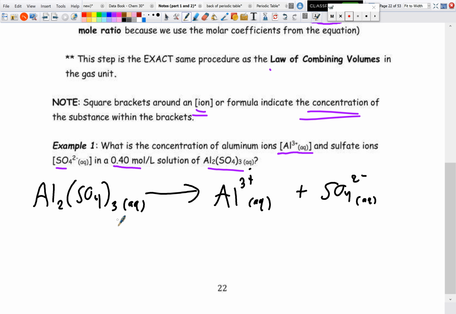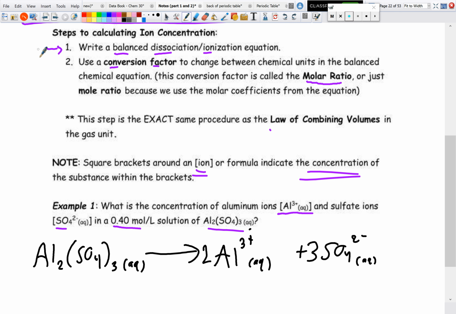After we write out our unbalanced equation, now we balance. So we look at our reactant, and we see Al2, so that means there's 2 aluminums. So I'm going to stick a 2 in front here. Then finally, our sulfate, we have 3 sulfates, so I stick a 3 in front there. And that's what we have. So that's the first step.